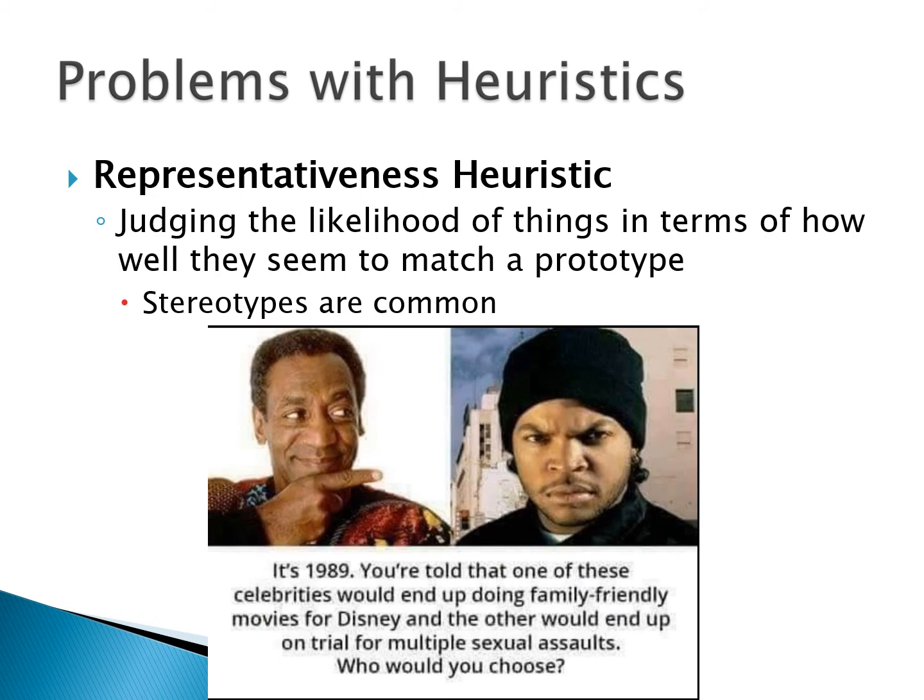Now, representative heuristics: judging the likelihood of things in terms of how well they seem to match a prototype. All right, so going back to that prototype, stereotypes are common. These are common representative heuristics that we use.